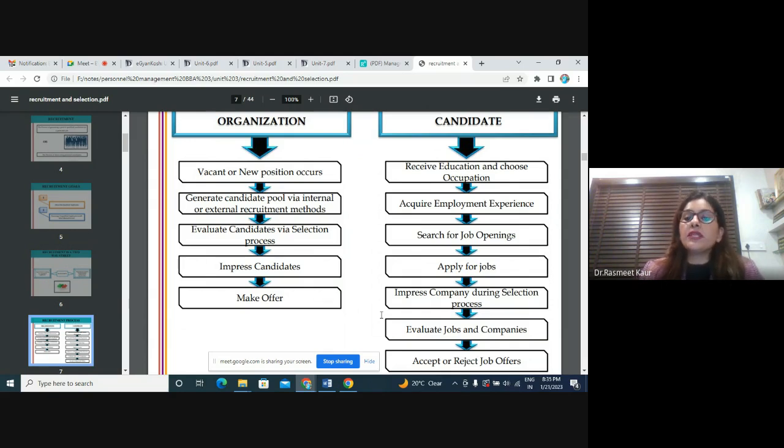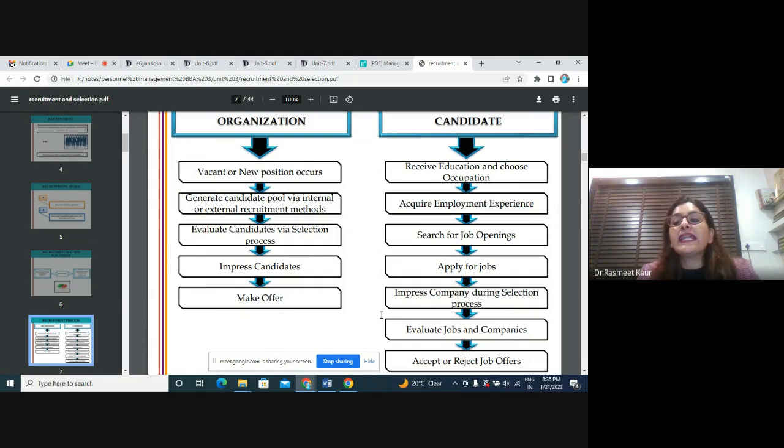So recruitment is something very positive, which is inviting, but selection is a rather negative process because you do screening here. You do an evaluation by applying various tests, conducting interviews, and going for different types of reference checks, and finally the one who fits the job and is able to impress the manager or the selection committee, you make a job offer to him. This is how the entire recruitment process goes from the organization's point of view.